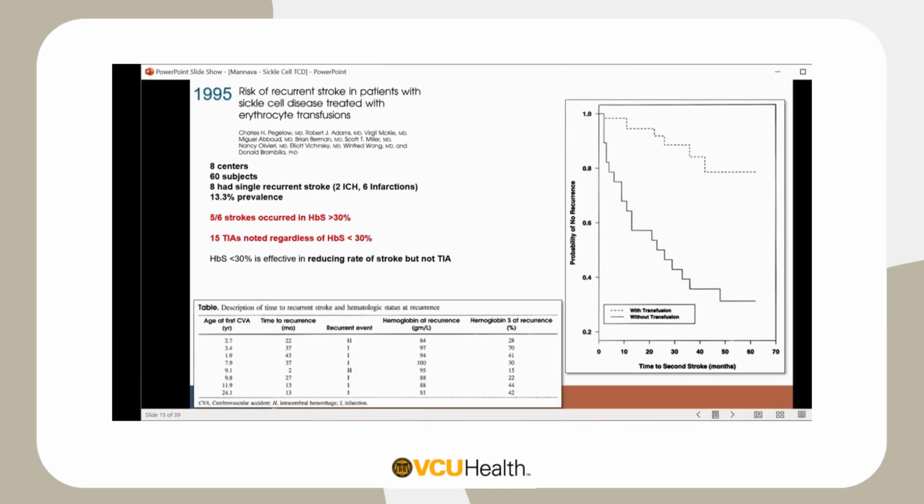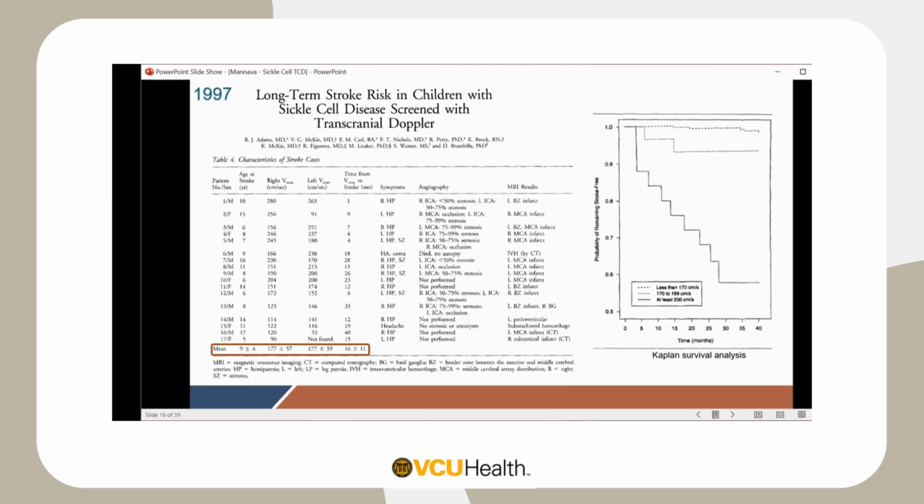Additional studies looked at what kind of threshold of hemoglobin S percentage led to higher rates of strokes. And what they found is that in patients who were getting chronic transfusion therapy in sickle cell, 5 out of 6 strokes occurred in hemoglobin S percentage greater than 30%. So you can see in the time to second stroke on the right that the probability of recurrence was dramatically higher in patients who did not get transfusion. And this hemoglobin S percentage cutoff is something that we still use to this day.